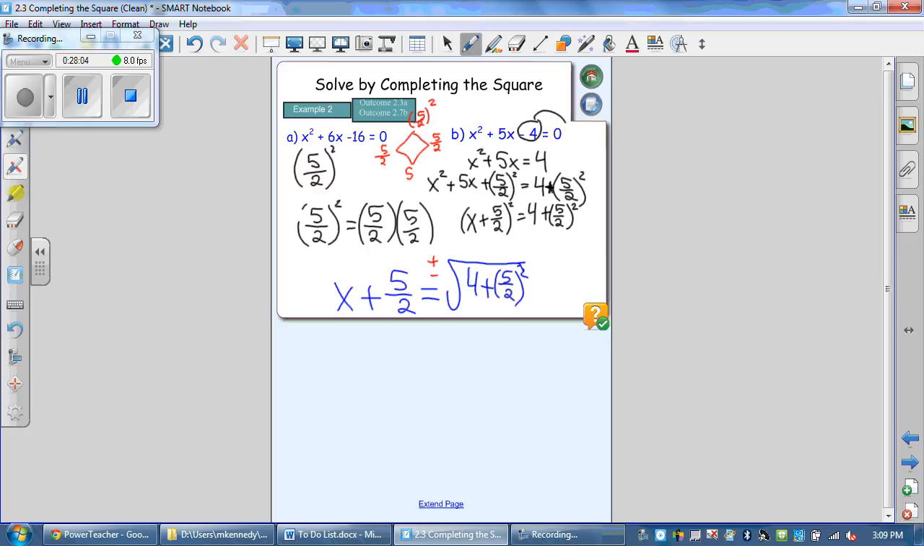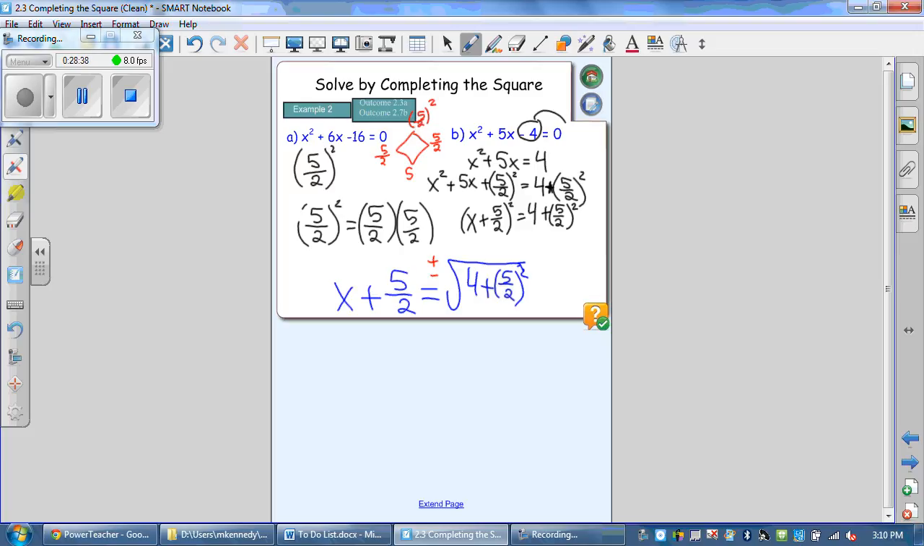Why can't we simplify the 5 over 2 squared? Because it's a binomial, right? So binomials, when you square root them, they're stuck together. You have to square root the whole binomial. So that means it can't just cancel out. If it was multiplication, it would cancel out. We're going to subtract 5 over 2 from both sides. Again, it's because it's a binomial.